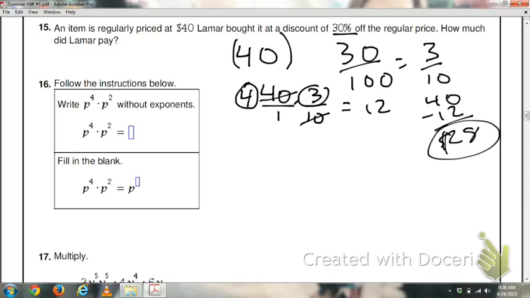Let's look at 16. Follow the instructions below. Write p squared times p to the fourth without exponents. So you should hopefully recognize if you multiply same bases, add the exponents. So it's just p to the sixth. All you have to do is add 4 plus 2. So I think this is the same problem on the bottom here. So p to the fourth times p squared should be p to the sixth power, right? P to the sixth.